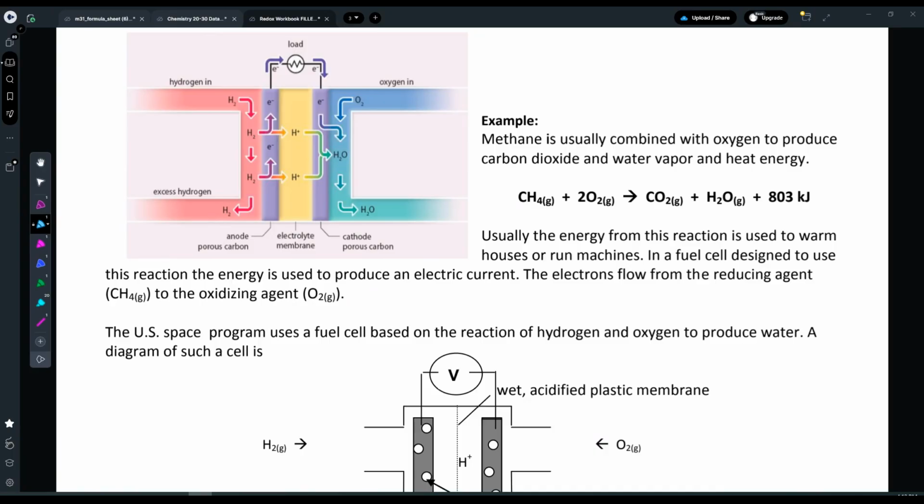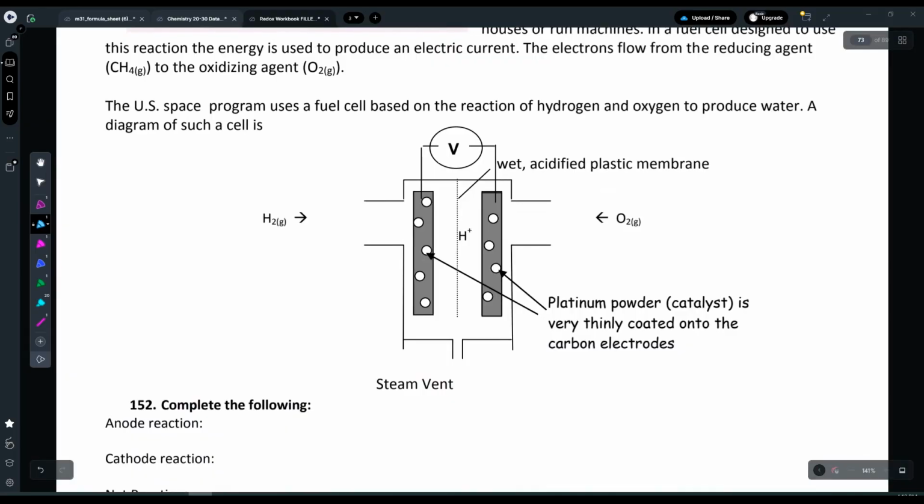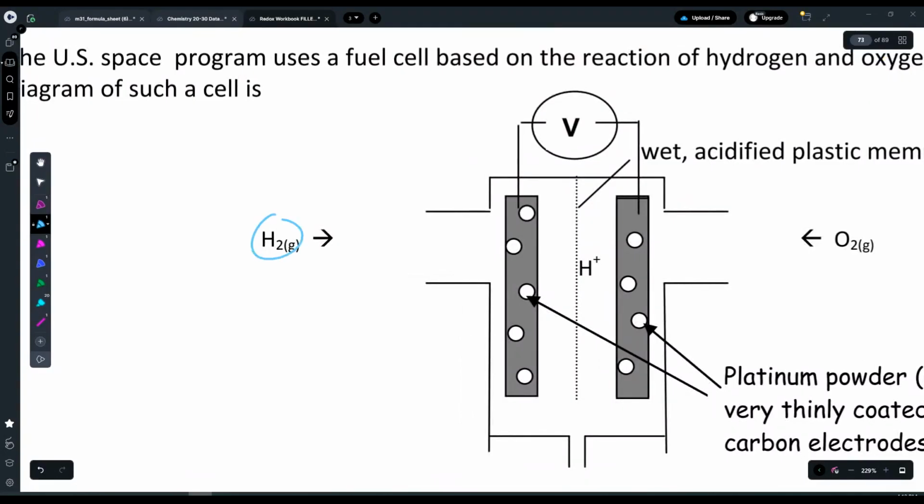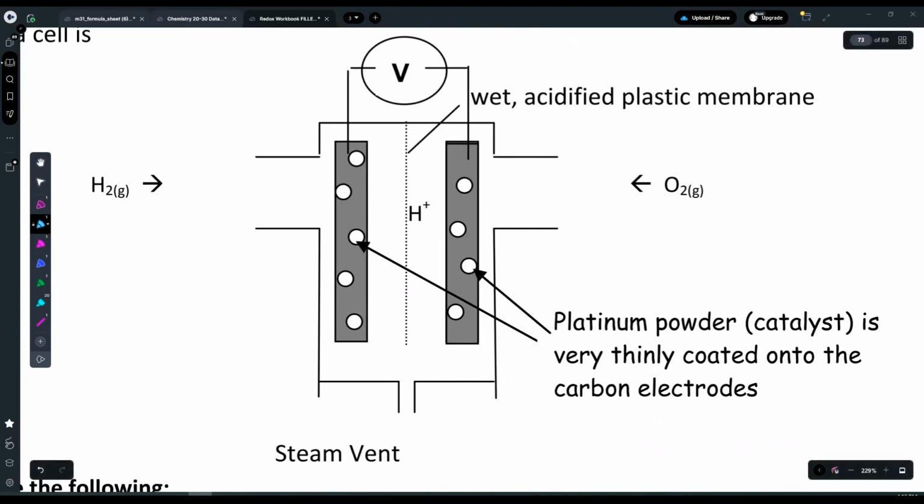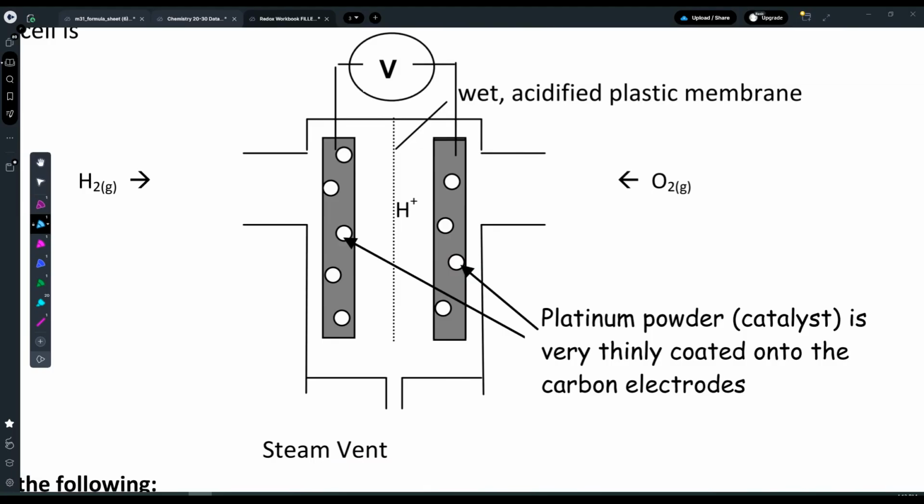Now another place where we're going to see fuel cells being used is with space programs, and they're using a reaction of hydrogen and oxygen to produce water. So what's happening here is that we have hydrogen coming in, and we have our carbon electrodes that are coated with a platinum powder, which is used as a catalyst. A catalyst helps to increase the rate of a reaction.